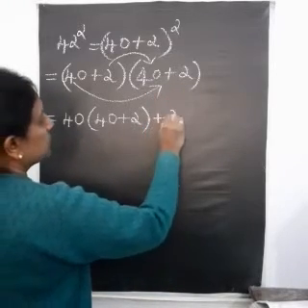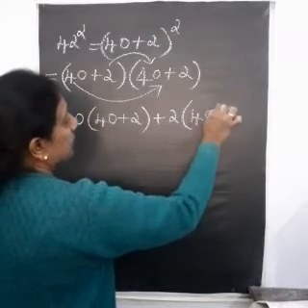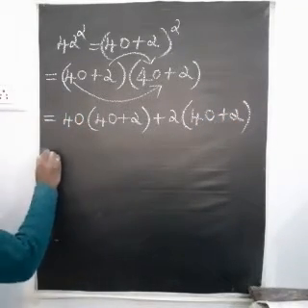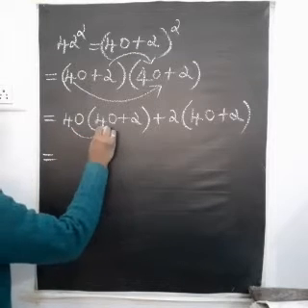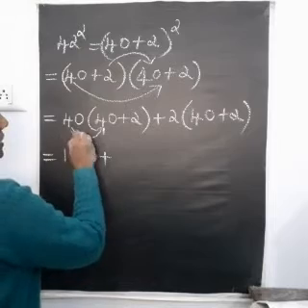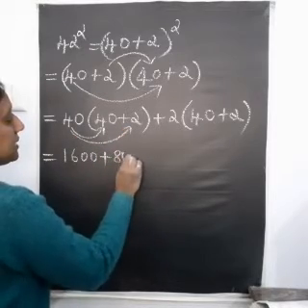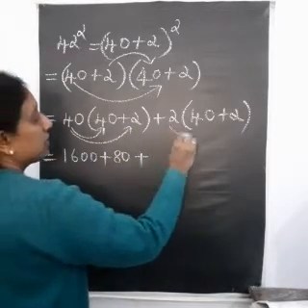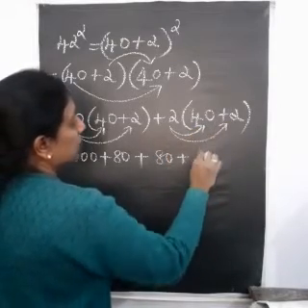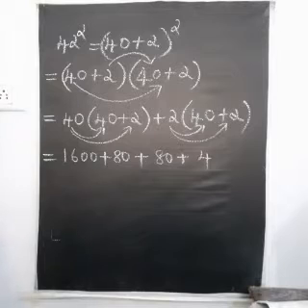So what will you get? Plus 2 into 40 plus 2. Now I am going to use the distributive property again. That is 40 into 40 is 1600, plus 40 into 2 is 80, plus 2 into 40 which is 80, plus 2 into 2, 4. Did you understand how I have distributed?